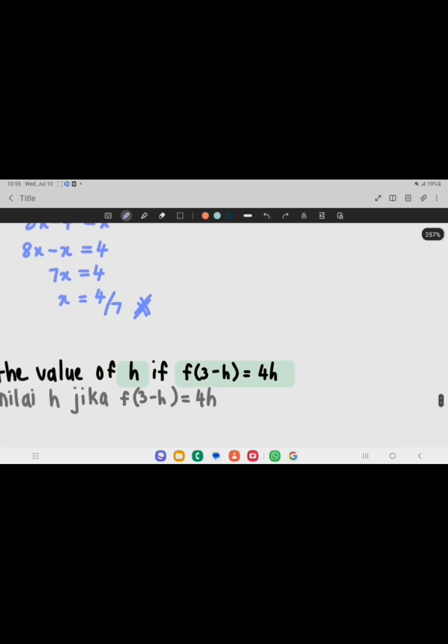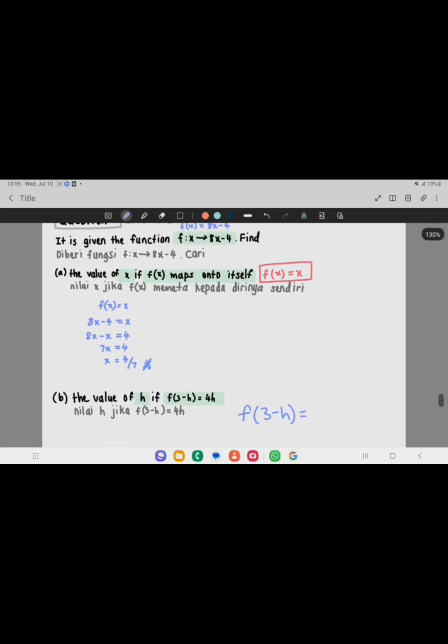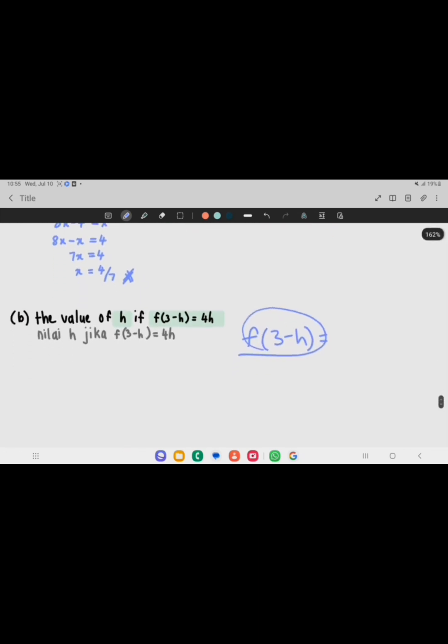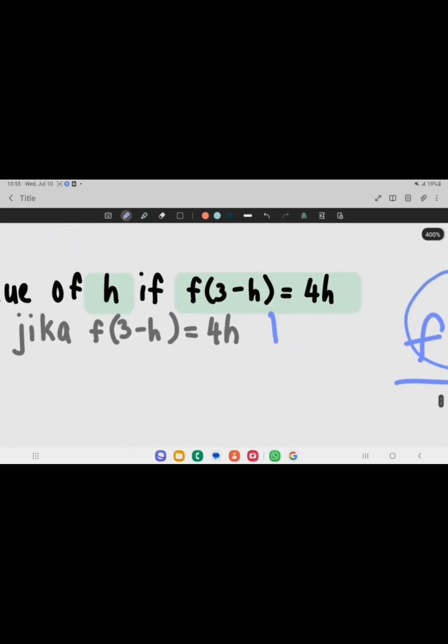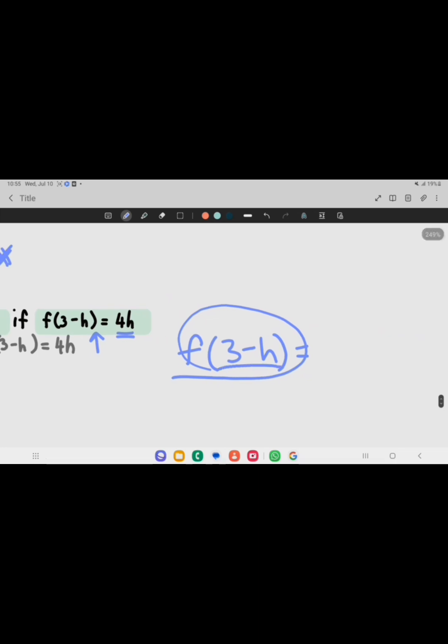But this is what is given in the question, but you can actually find the f3 minus h by yourself. How? Because the fx is given to you. So from the fx, you can actually find the f3 minus h. And in the question itself, they already give you the f3 minus h, which is 4h. So once you find your own f3 minus h, you can later compare the value with the 4h, so that you can find the value of h. It's okay if you guys don't understand, let me just show it.